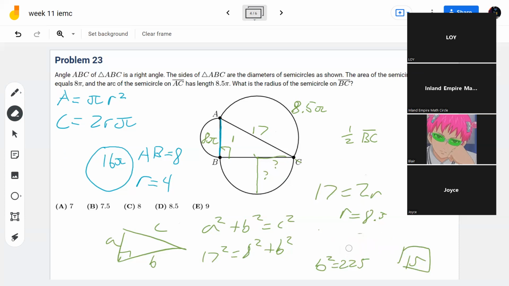And so what's half of that? That's 7.5. So we got our answer here. The radius, or half of this, BC, is 7.5.